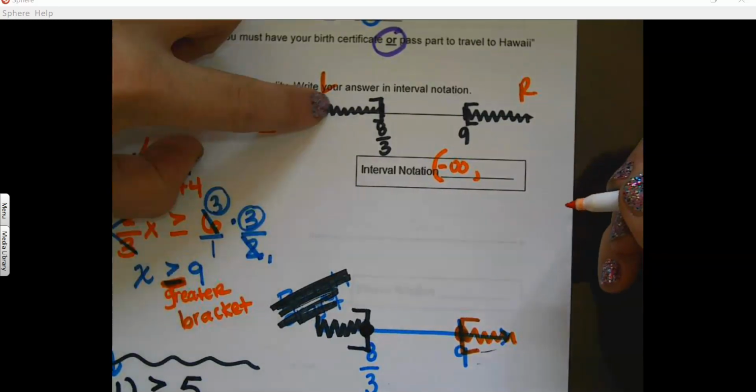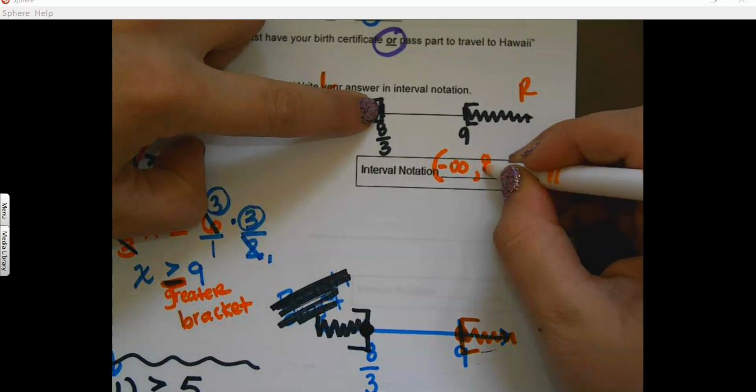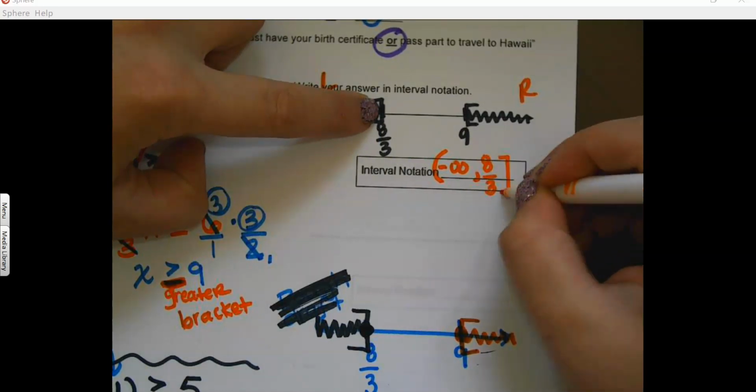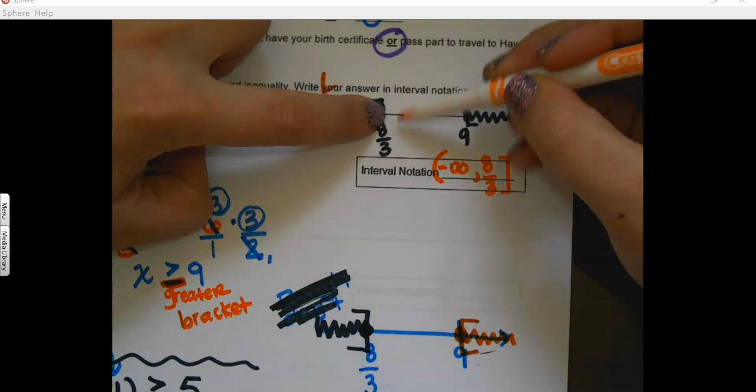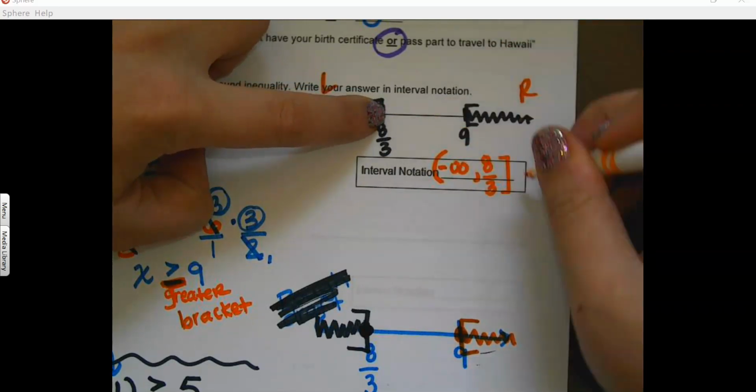And then as we go to the right, it stops here at 8/3. And we put a bracket because there's a bracket here. And then we have this gap right here with no solutions. That's when we're going to use this symbol here, the union symbol. It's saying that x can be any number here or any number over here.